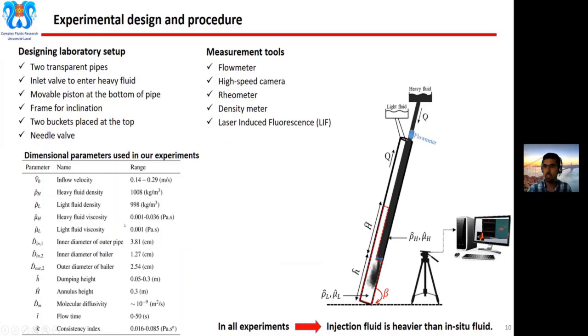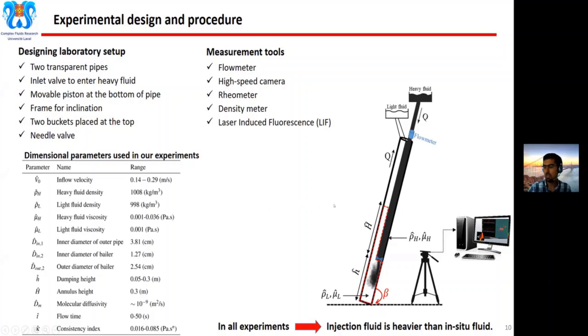So in this slide, you can see the schematic of my experimental setup that I'm working on. This setup consists of two transparent pipes: an inner pipe for injecting the cement slurry, and an outer pipe to hold the water, which is a representative of the well. There are two reservoirs, one for injecting the heavy fluid and another one for hosting the in-situ fluid.